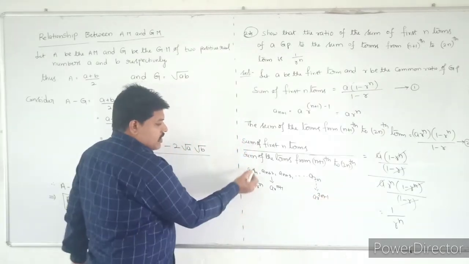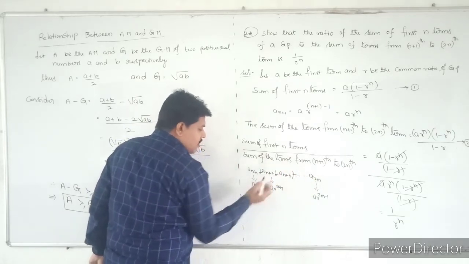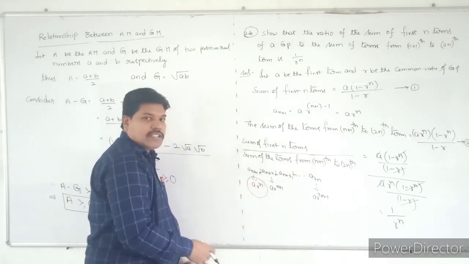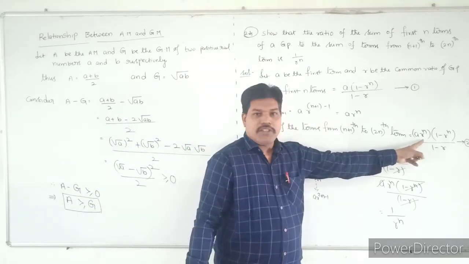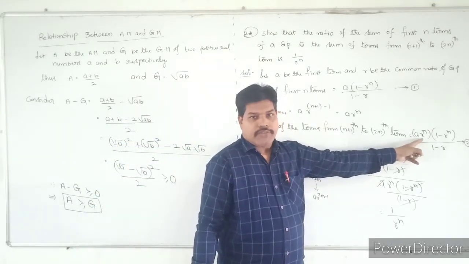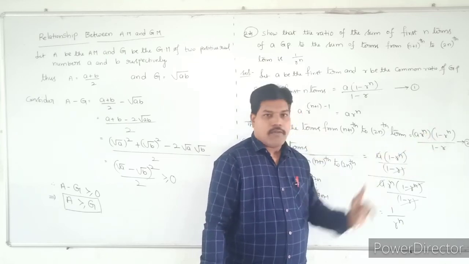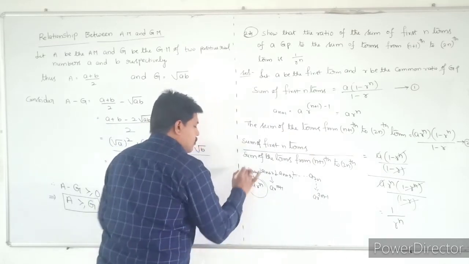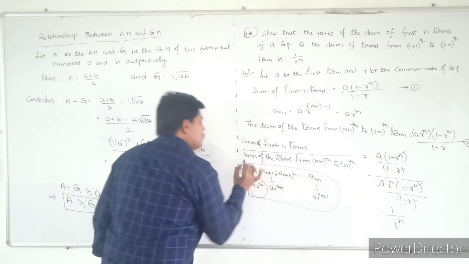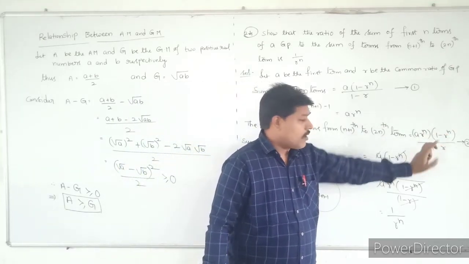So we are adding the sum of these values. What is the first term? The first term is a into r power n. Do you understand that the first term is a into r power n? So 1 minus r power n by 1 minus r. After getting that, if anyone has a doubt, you can write this value. That is a into r power n into 1 minus r power n by 1 minus r.